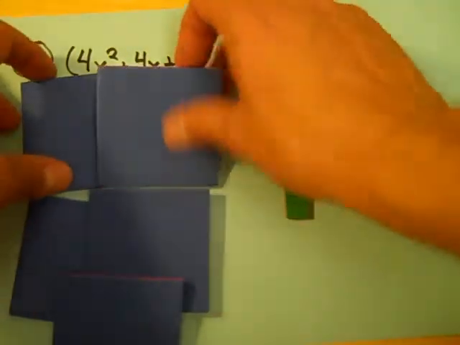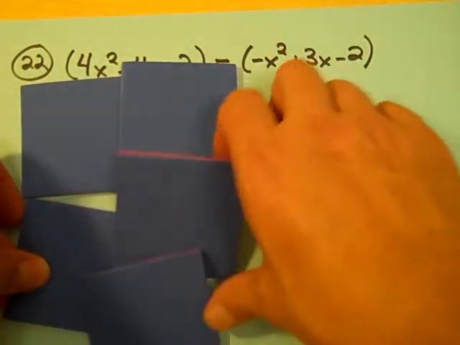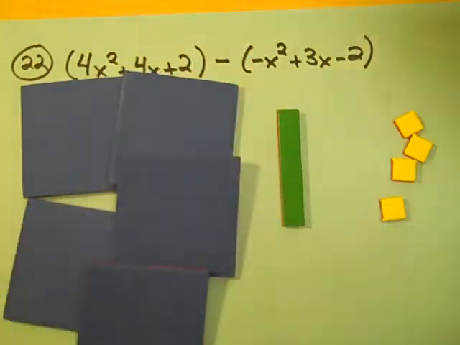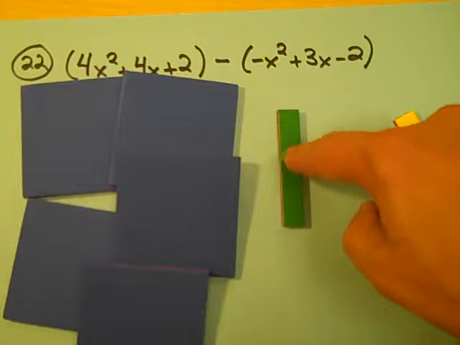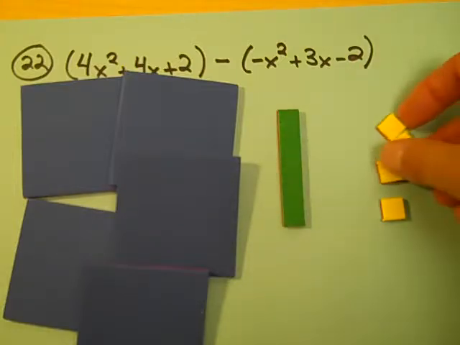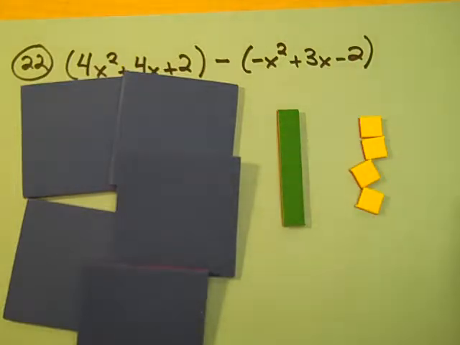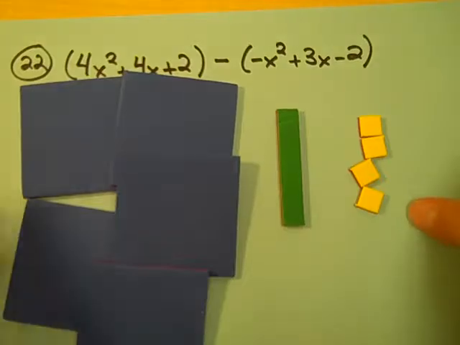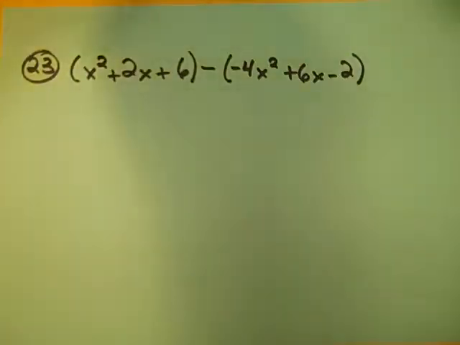And so what I'm left with is a positive 5x squared, a positive x, and I should have a positive 4 from there. So that should be my answer for number 22, and sorry for that confusion on the subtraction side. Okay, getting down to it here, let's see with number 23.